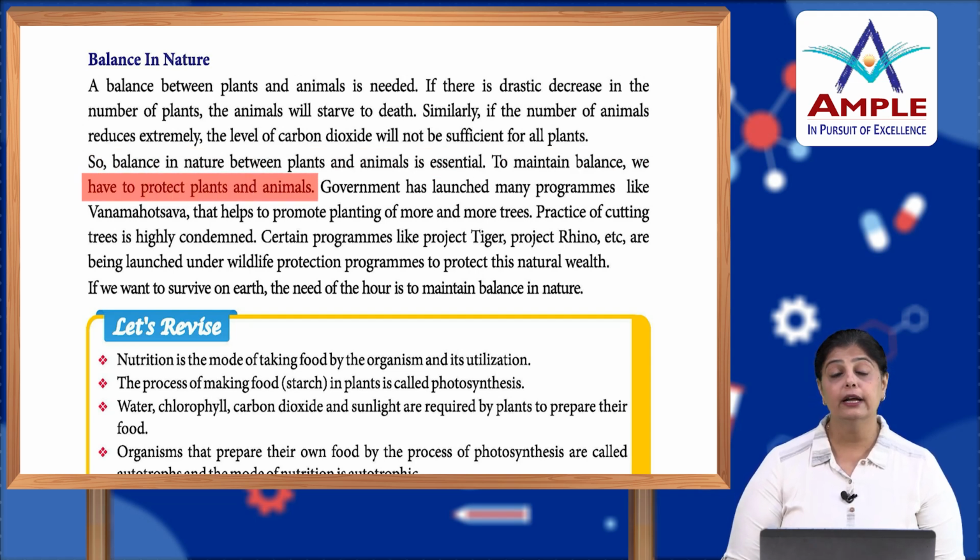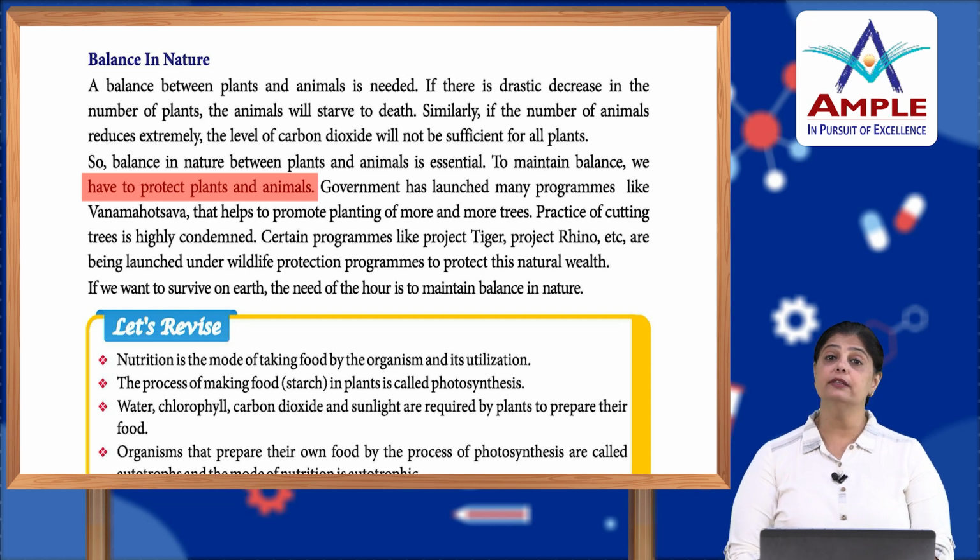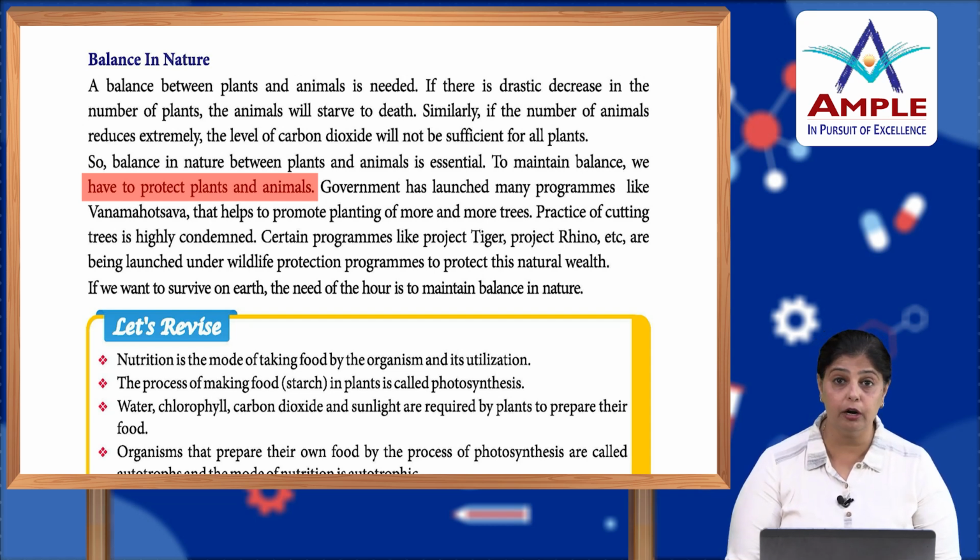So, it is very important that a balance is maintained in the amount of plants and animals, because if plants do not exist, animals will have nothing to eat and they will starve. And now, if animals are not there, what will happen? If animals are not there, the trees, the plants and all will not get the required carbon dioxide to prepare food. So, they are inadvertently affecting each other.